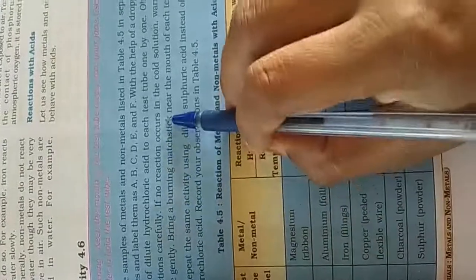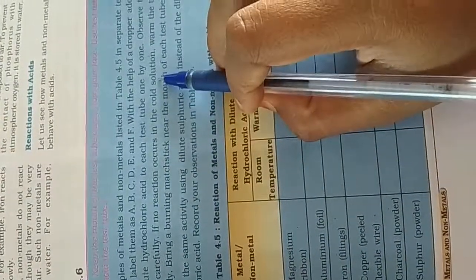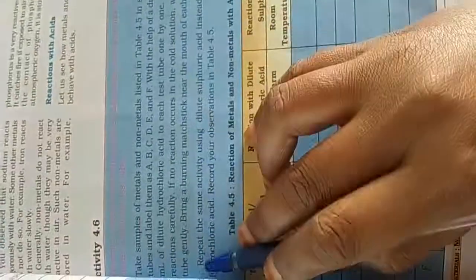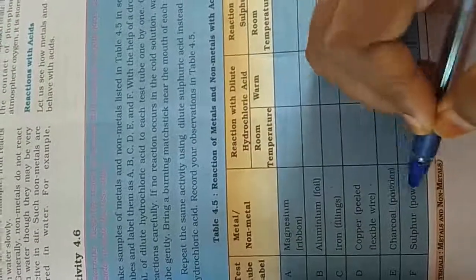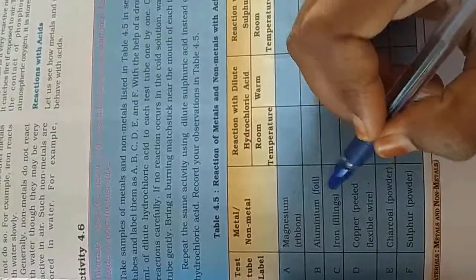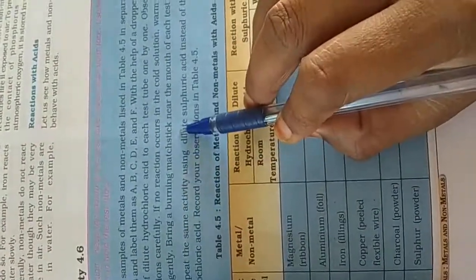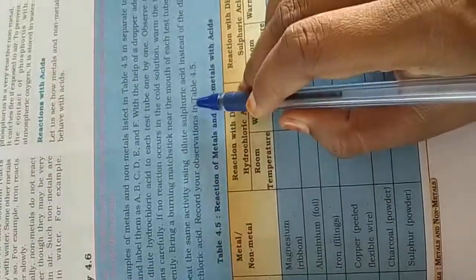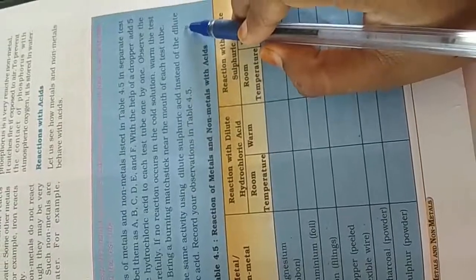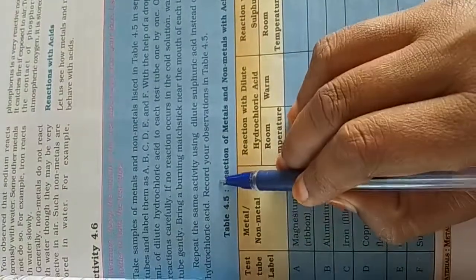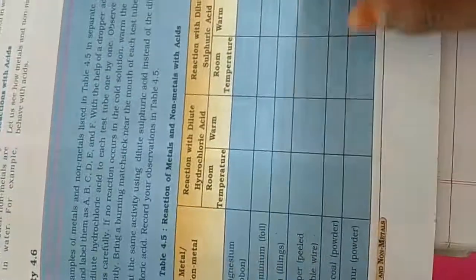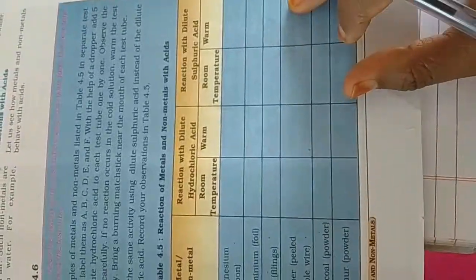Observe the reaction carefully. If no reaction occurs in a cold solution, warm the test tube gently. If there is no reaction, we have to heat it, warm it a little. If no reaction occurs, bring a burning matchstick near the mouth of each test tube. Repeat the same activity using dilute sulfuric acid instead of dilute hydrochloric acid and record your observations. So here we have to record our observations.